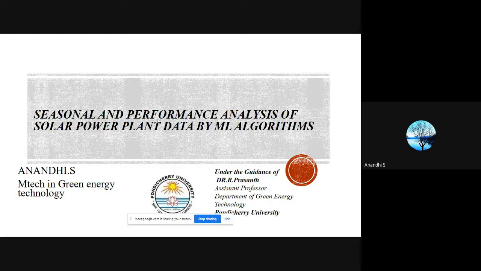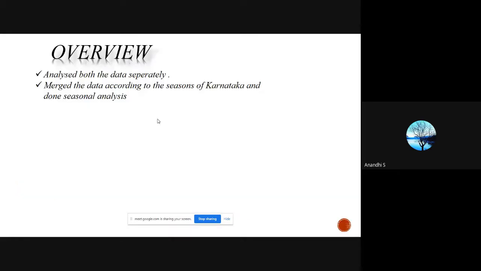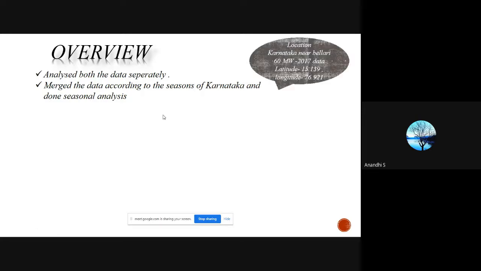Actually, I have just now completed my MTech degree. I did seasonal and performance analysis of solar power plant data by developing ML algorithms. What is the overview? I have got one power plant's data, which is of 60 megawatt capacity. The location is in Karnataka near Bellary, and these are the latitude and longitude details.